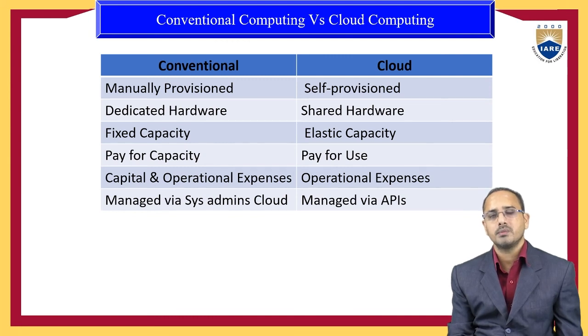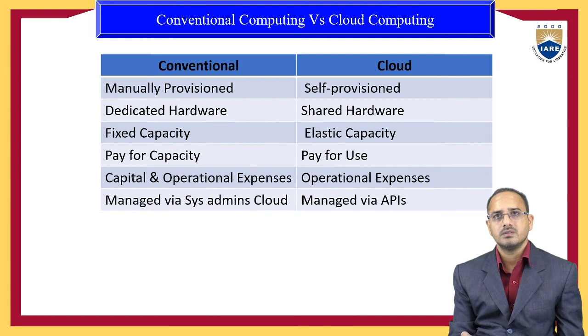Next one, on the conventional, you have dedicated hardware, whereas on the cloud you have shared hardware. With dedicated hardware, you have less utilization of the hardware resources, and the cost is also extremely high compared to the cloud's shared hardware, as the hardware resources are shared among multiple users. Next one is fixed capacity, whereas the cloud is elastic in nature. According to the resources required, the cloud resources can be expanded according to the number of users or tenants connected to the cloud.